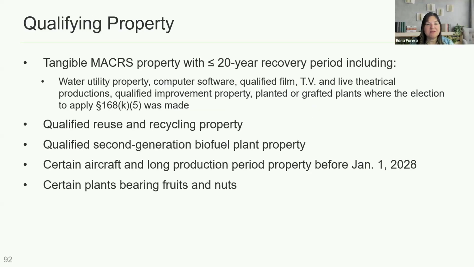Other qualifying property to consider is tangible property with less than a 20-year recovery period, which includes water utility properties, computer software, qualified film, planted or grafted plants where the election to apply Section 168(k)(5) was made, qualified reuse and recycling property, qualified second generation biofuel plant property, certain plants bearing fruits and nuts, and then as we mentioned, the aircraft as well. So that's all qualifying for bonus depreciation.